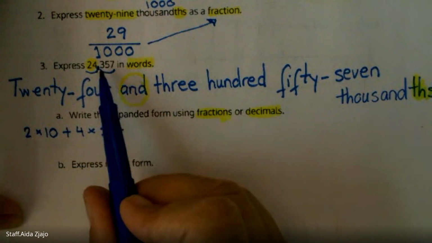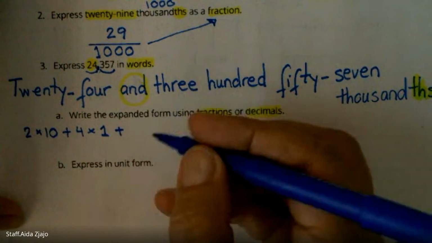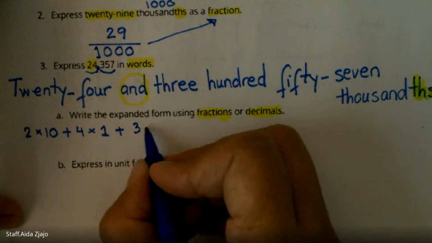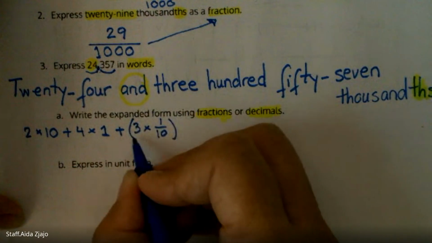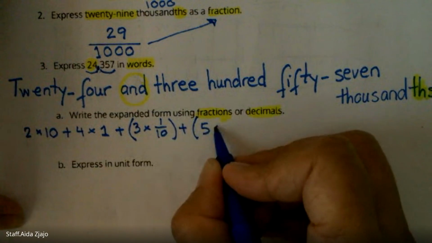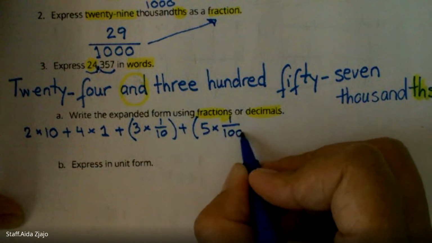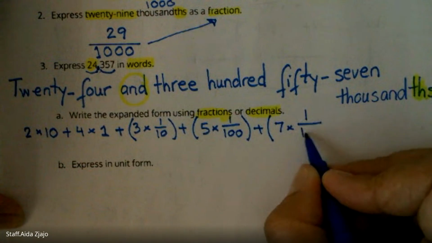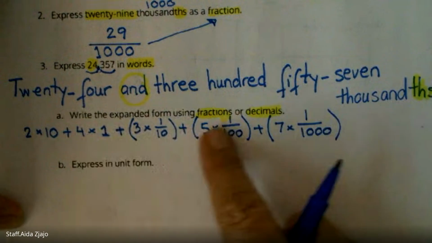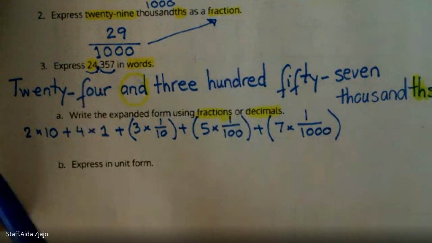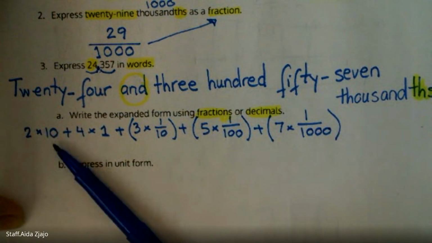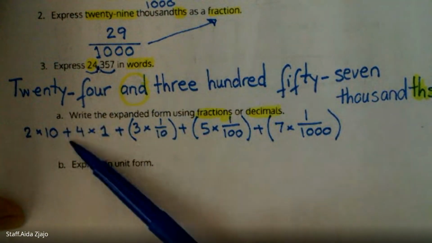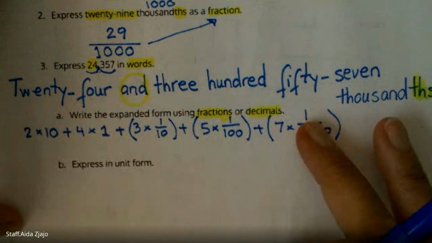Plus, now we are getting into the decimal part, so we can use parentheses if we wish. We can say that is 3 times 1/10, plus 5 times 1/100, and plus 7 times 1/1,000. And this is a fractional representation. We also could do 2 divided by 1, 10 divided by 1, 4 divided by 1, and 1 divided by 1. Making whole numbers into fractions is a possibility as well, but usually it's not common to show a whole as a fraction.